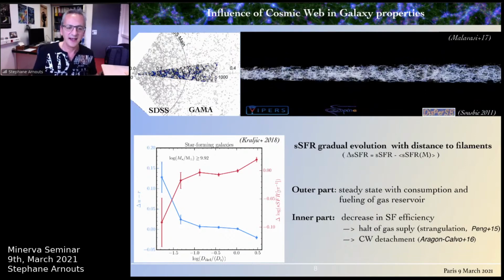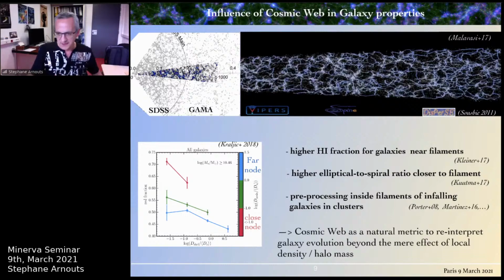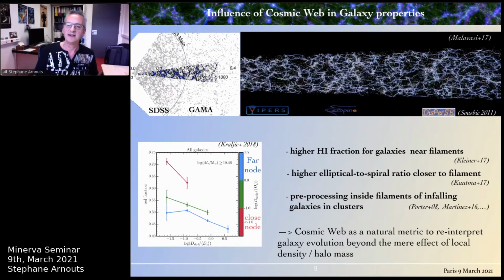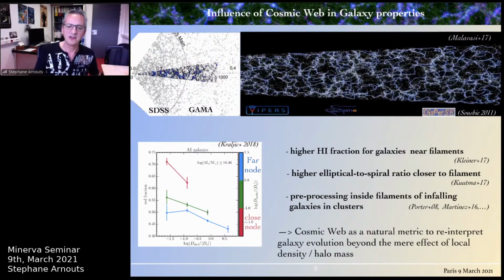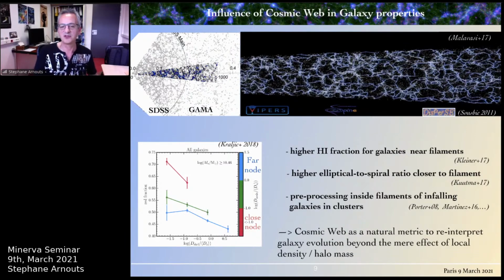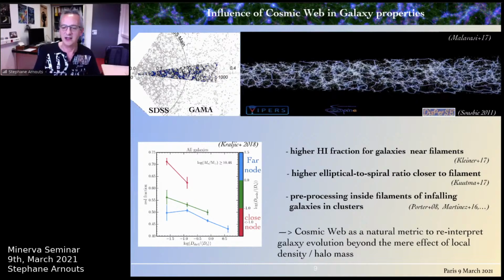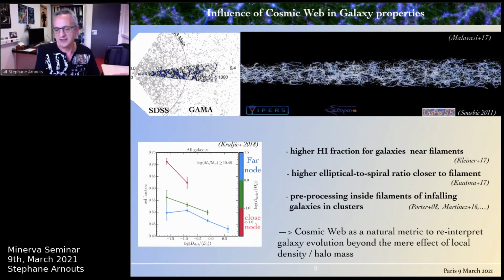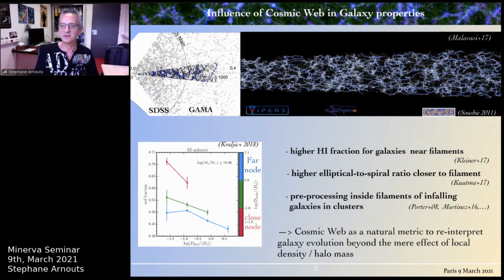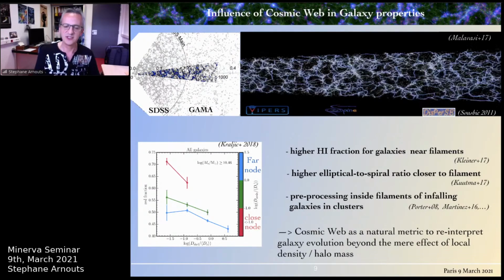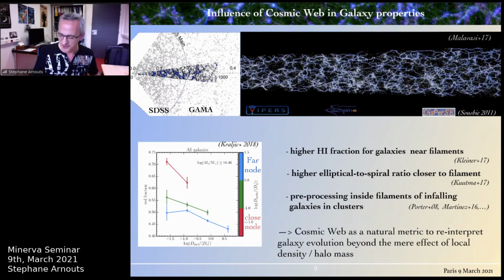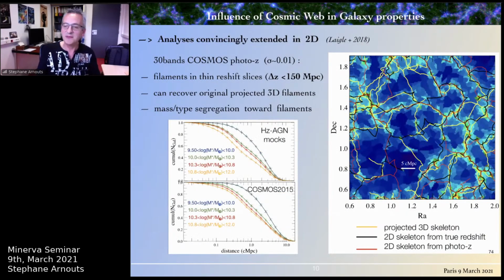And there is much other evidence that has been found in different experiments, basically showing that the influence of the cosmic web goes beyond the classical interpretation of density or halo mass prescription, which is the main way to describe galaxy evolution in general. So it opened an interesting door, but we are limited to the few spectroscopic surveys that we have.